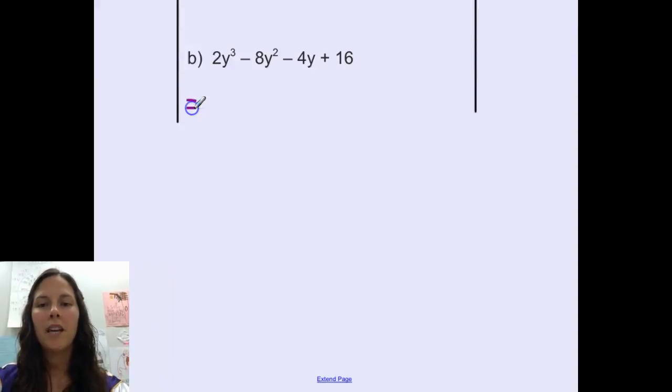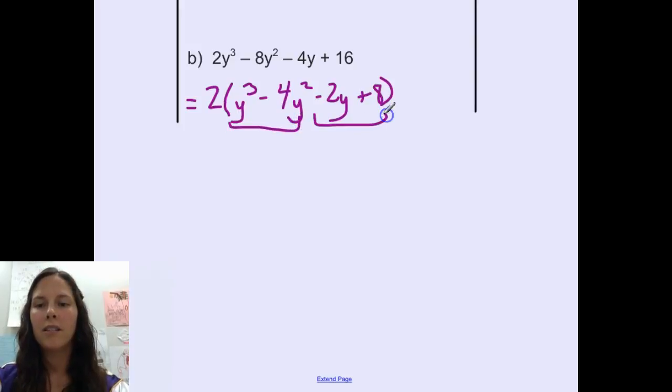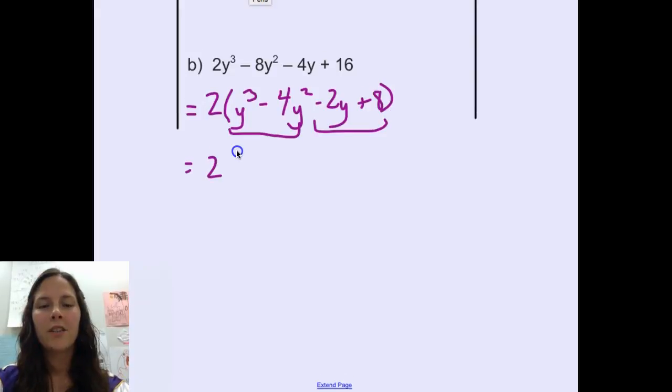Looking at example B, I notice that we have a GCF of 2 for all four terms, so I'm going to start by factoring that out. Then I can factor by grouping my first two terms and my second two terms. Don't lose that GCF. Here's where it gets a little tricky because this y squared that I'm factoring out is not a GCF for all four terms. I cannot put that with my 2, so I have to use that separator or a bracket.